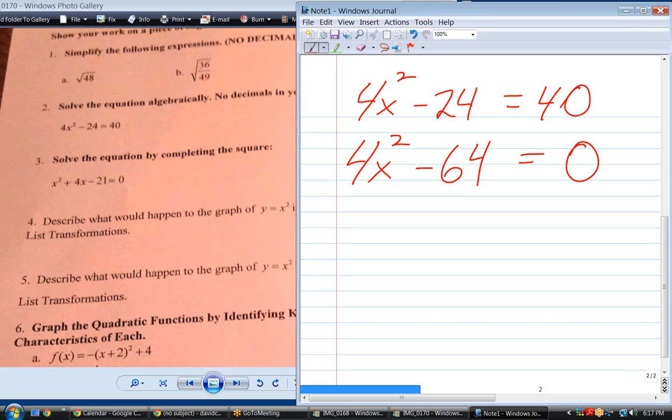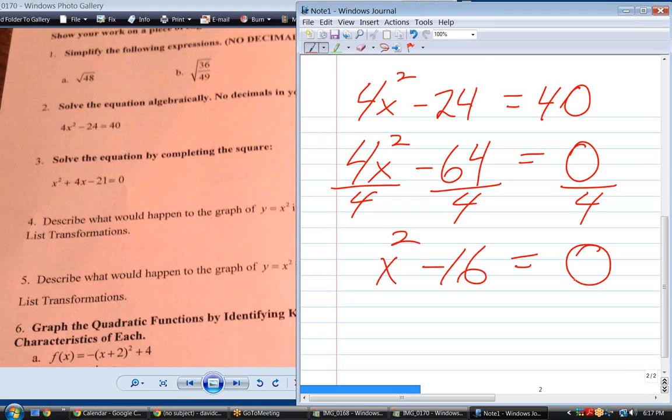Can I simplify this? Would you divide? I could divide every term by 4. I can divide that by 4, I can divide that by 4, and I can divide that by 4. Which now gives me x squared minus 16 equals 0.